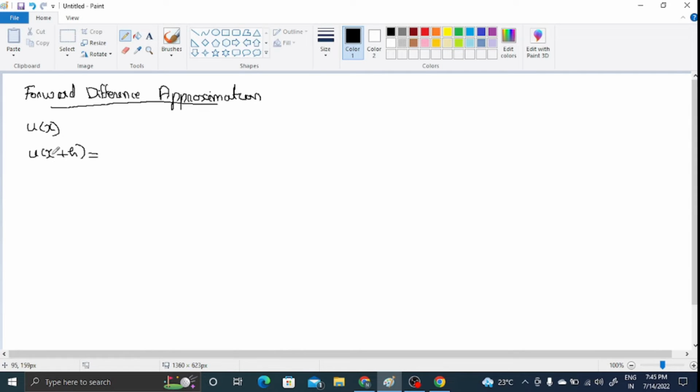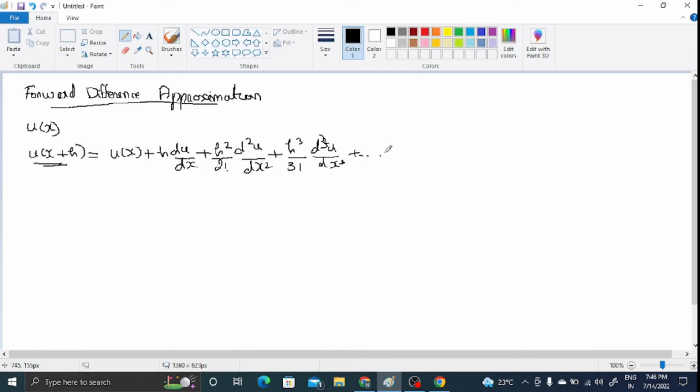So please note, in this particular case, if x is a point and h is a variable, how can we write this? We can write it as u of x plus h into du by dx plus h square by 2 factorial into d square u by dx square plus h cube by 3 factorial into d cube u by dx cube plus etc.